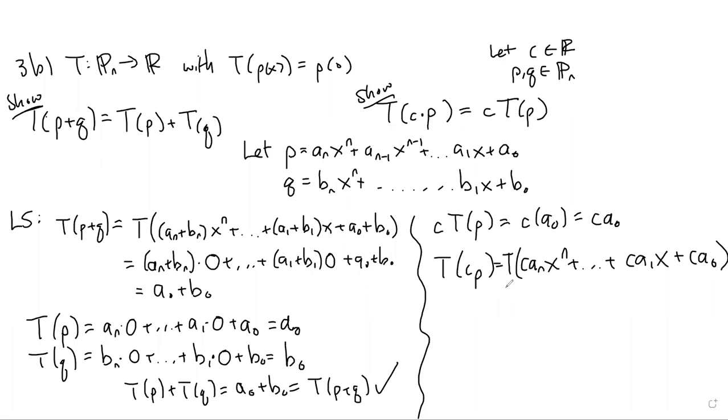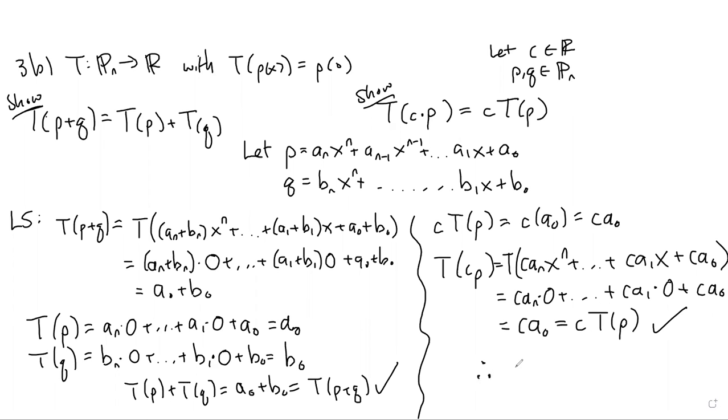So now when I actually do T of this polynomial, I'm going to plug in 0. And so I get c a_n times 0. Everything here is going to have a 0 attached to it, and all that I'm left with is that c a_0. And so I get c a_0, and it's the same thing as the other one. So both the properties that I need are true. So yes, this is a linear transformation.